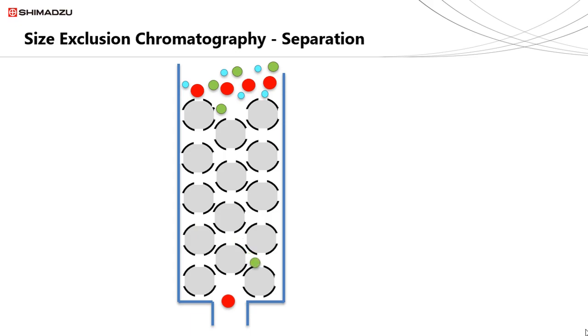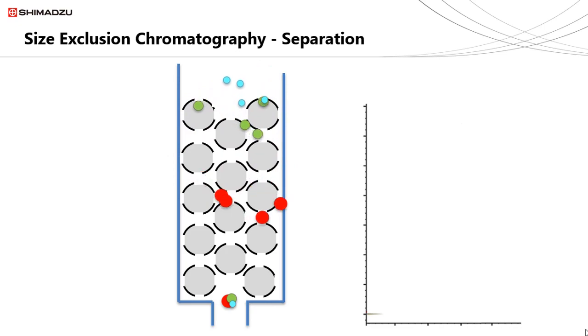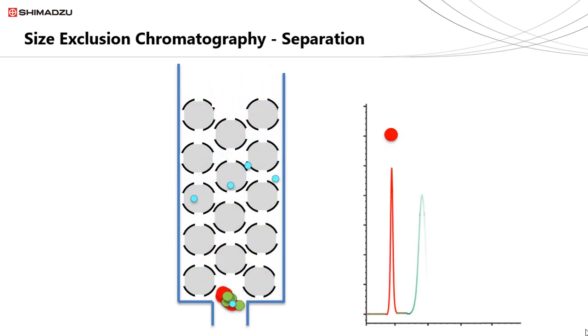Medium-sized particles are able to pass through some of the pathways, but not all, therefore taking longer than the larger particles. The smallest particles shown here can pass through all the pathways as well as around the outside, therefore taking longer than all of the other particles. Due to the size difference, altering the time taken to travel through the column, the different sizes will then show separation.